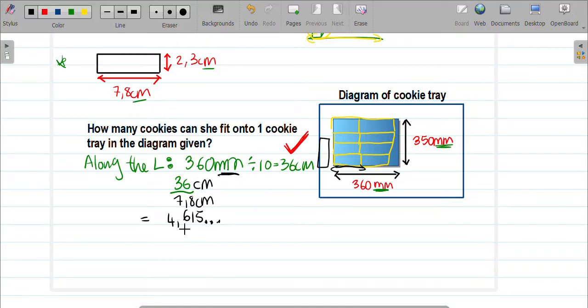We round this answer down because we know that there are 4 whole cookies that can at least fit. There won't be 5 whole cookies because there won't be enough space. So therefore, our answer will be 4 cookies, and that is going along the length of the tray. Okay, so that is along the length.